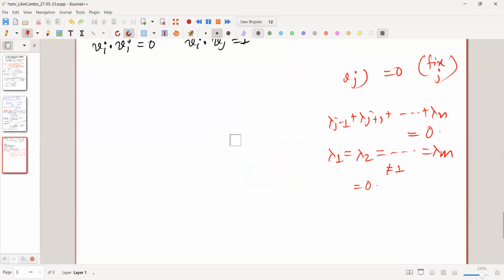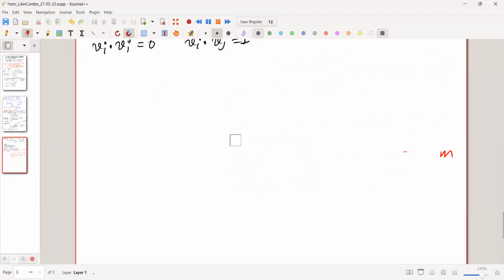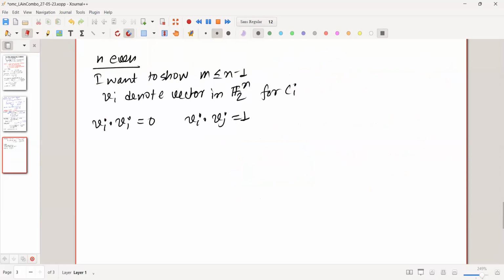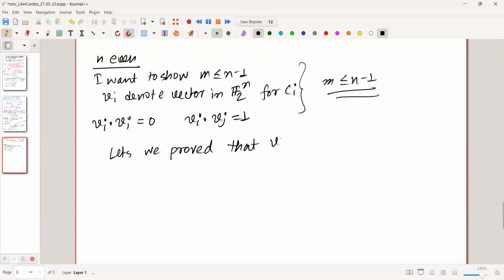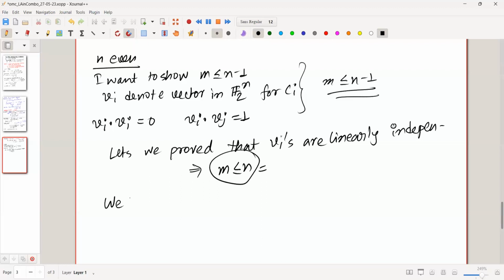So you can actually prove that they are linearly independent, but before that you have to sort of drop the dimension by 1. That is important. This is what I was sort of missing here. So we want to prove that m is at most n minus 1, right? Now let's say we prove that just the Vi's are linearly independent. Then that would just prove m is at most n, right? So we need to drop the dimension by 1.